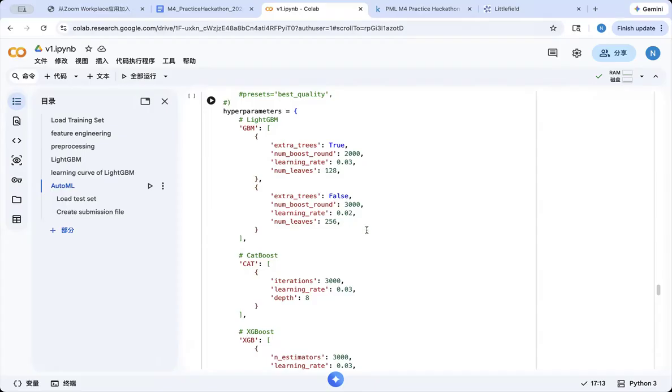In a loan approval setting, a false positive means approving a risky borrower who later defaults, which causes financial loss. A false negative means rejecting a reliable borrower, which leads to lost profit and missed business opportunities.